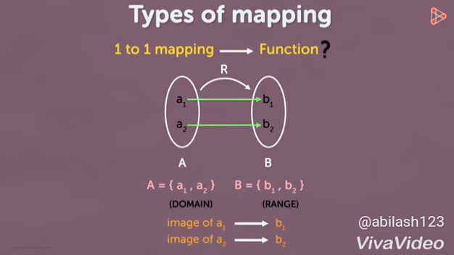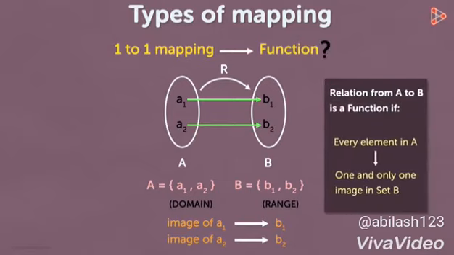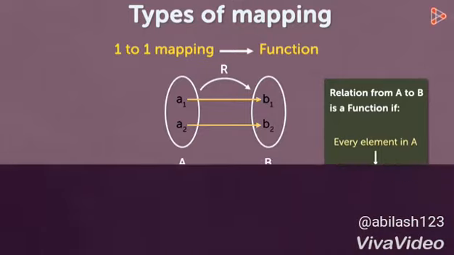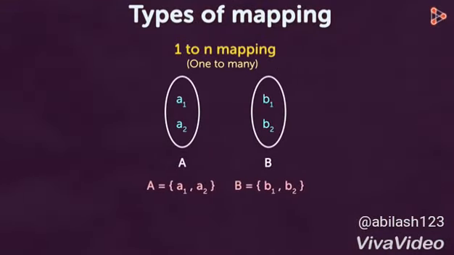Do you know why? This is because every element in set A has one and only one image in set B. As we had seen in the previous lesson, this is the only condition for a relation to be a function. Now let's look at the second type of mapping, which is one-to-many mapping.